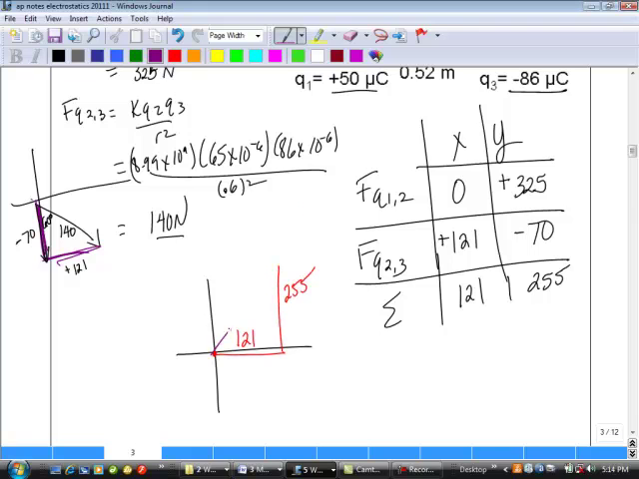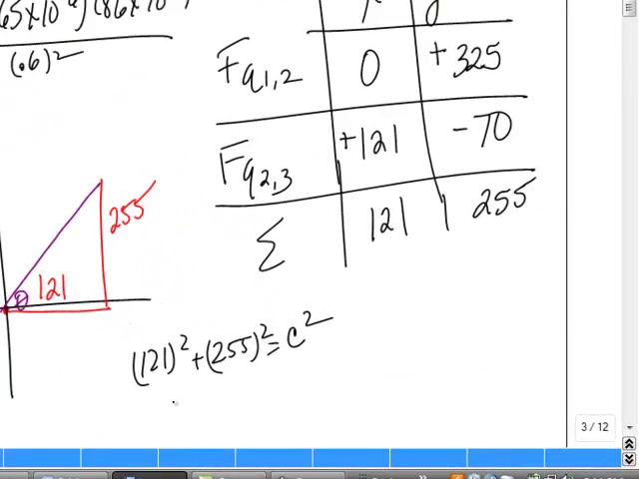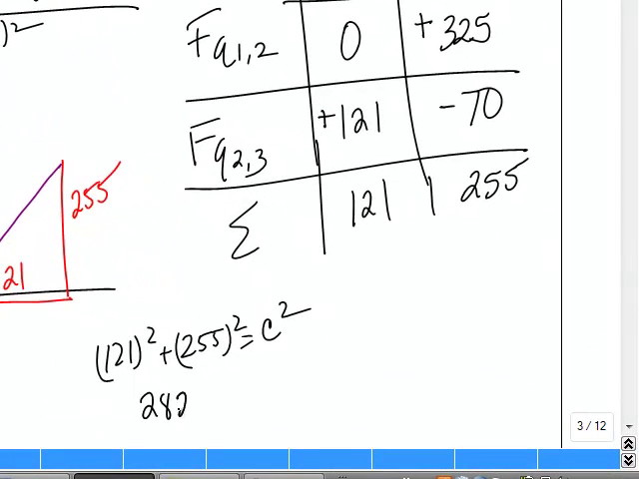My answer will be the hypotenuse and the angle that it makes with the horizontal. So I'll do 121 squared plus 255 squared equals c squared. And that should enable me to calculate the value that I want. And so what I get is a force of 282 newtons. And again, my answer is not complete without the angle. So again, I'll use tangent.